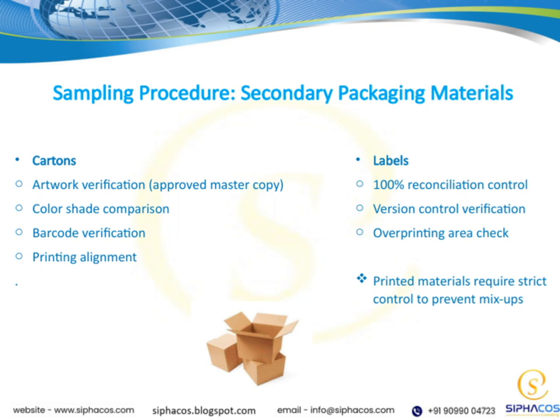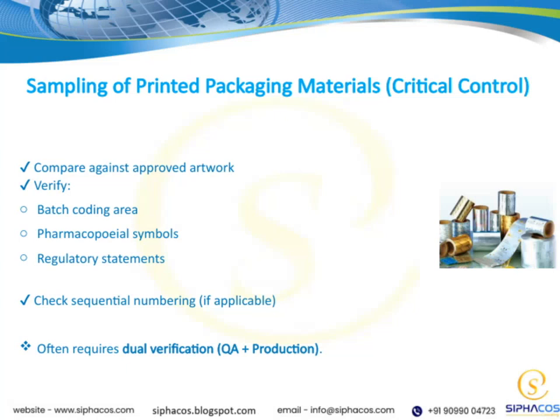Overall, these controls are designed to safeguard product integrity, ensure compliance, and support the quality standards we strive for in our packaging processes. Now, let's look at the sampling of printed packaging materials, which is a critical control point in our process. First, it's essential to compare the printed materials against the approved artwork. This step helps ensure that everything matches exactly as it should, avoiding any potential mix-ups or errors.